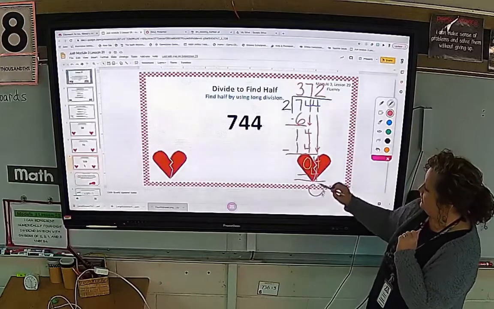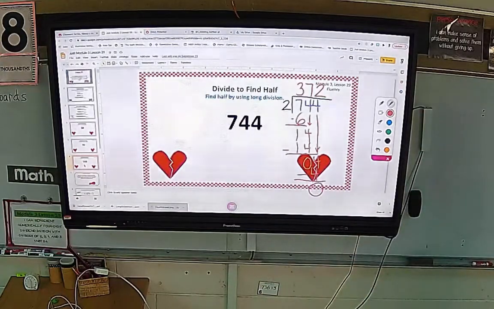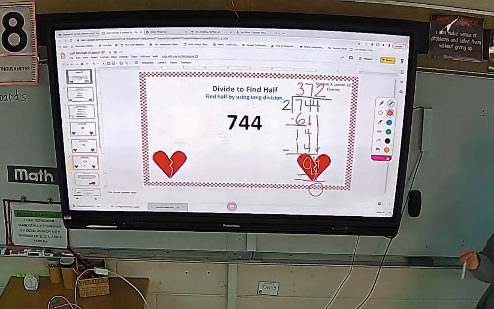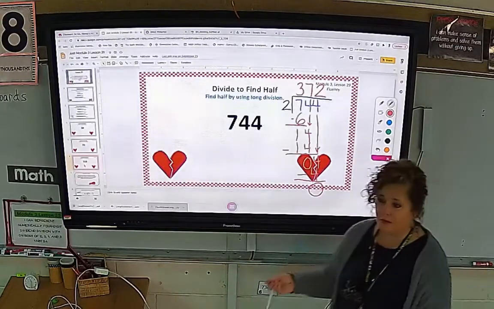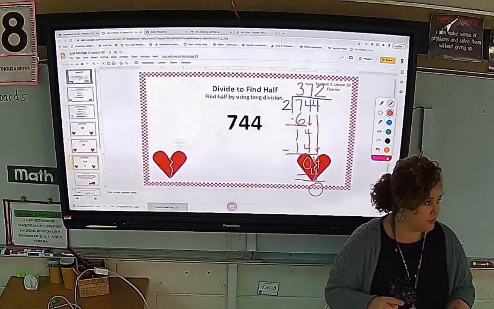And that helps it work out evenly. There is no remainder, no other number to bring down. Okay, so if you have an even number and you're dividing it by 2, you're not going to have a remainder. Okay? So if you work it out and you do get a remainder, that's a clue.